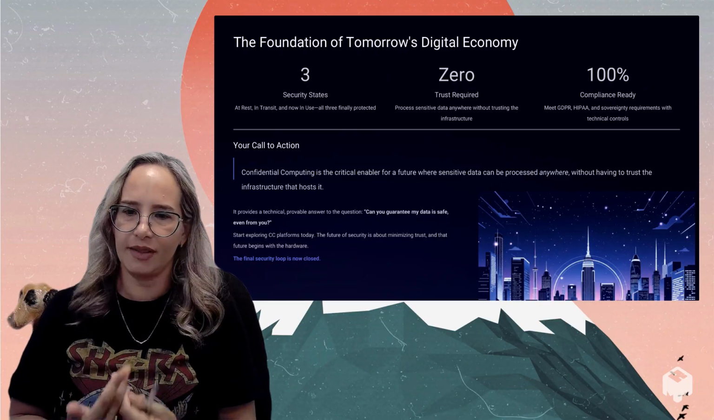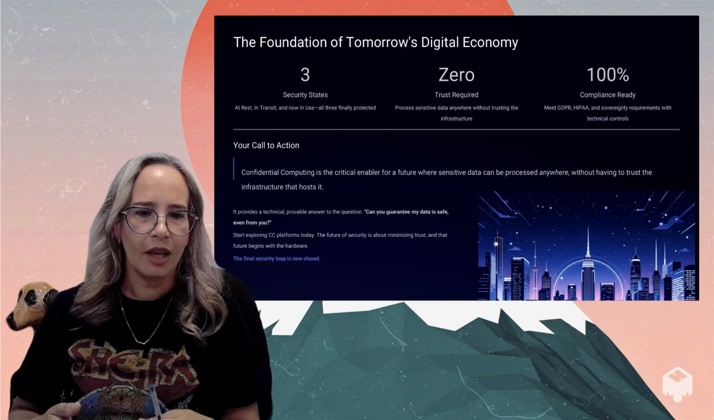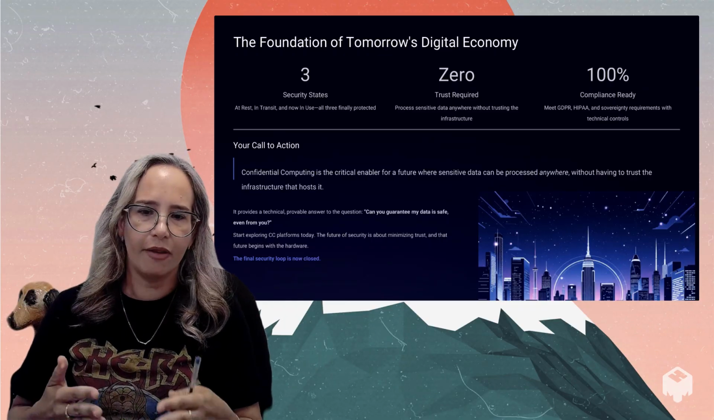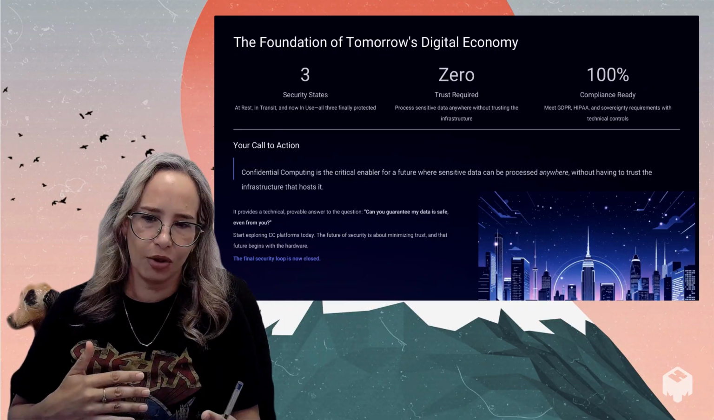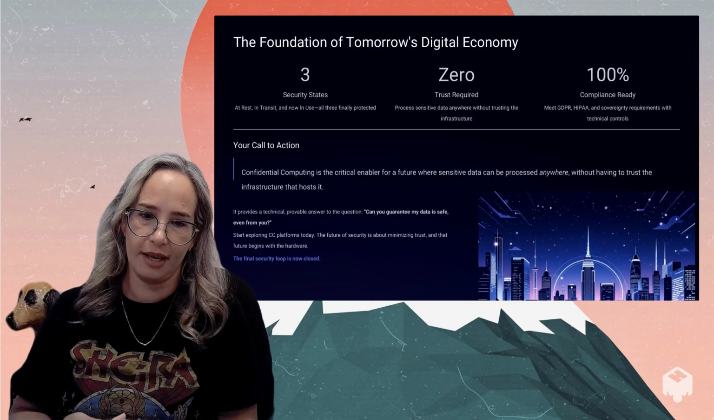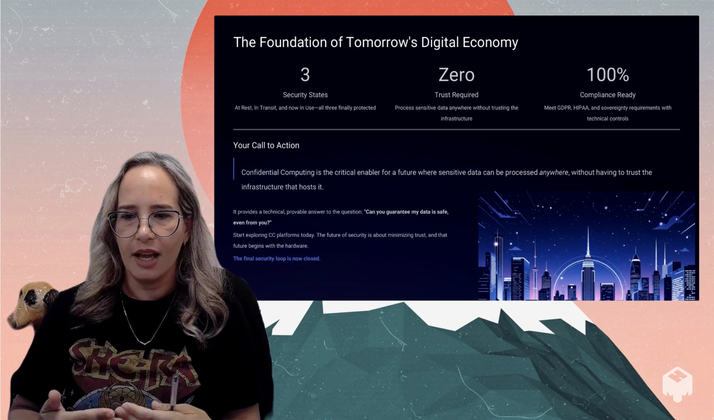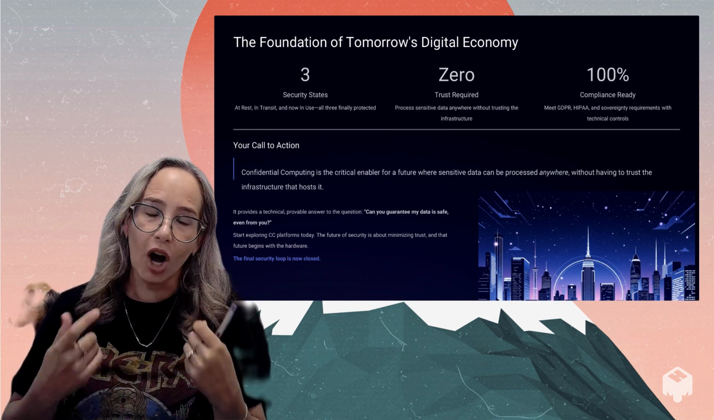My call to action is simple. If you have a multi-tenant SaaS product, if you're using the public cloud, if you're running AI models as a service, start exploring confidential computing platforms today. The future of security is about minimizing trust, and that begins with hardware.